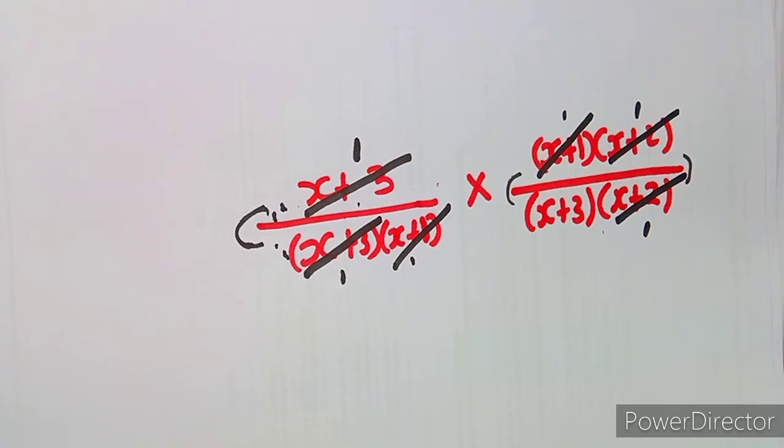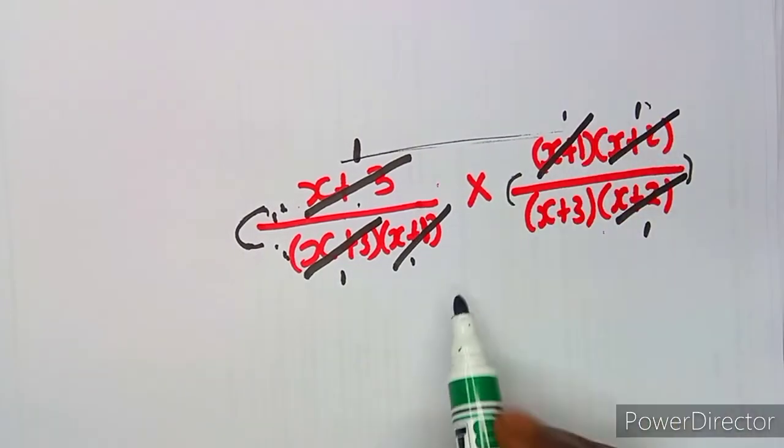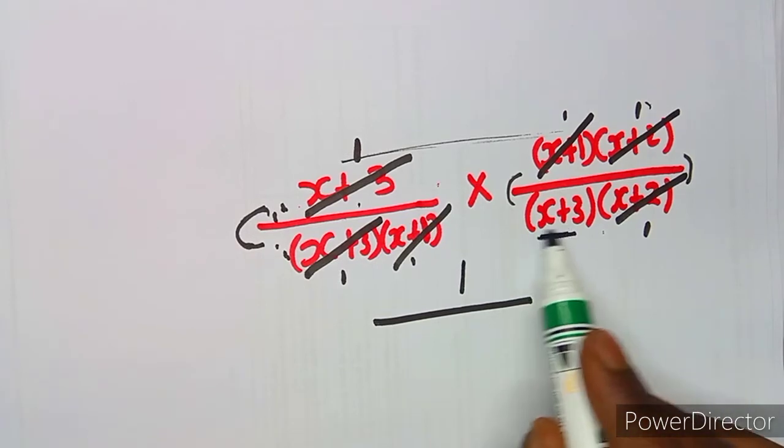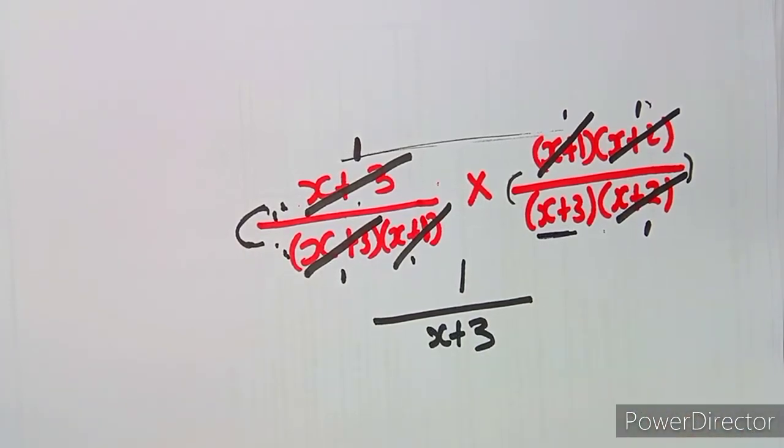After you are done, you see that there's nothing else that you can cancel. So you multiply the numerators. As you can see, in the numerator you're just left with 1, so this is going to be 1 over. In the denominator, we are just left with x plus 3. So it's going to be 1 over x plus 3.